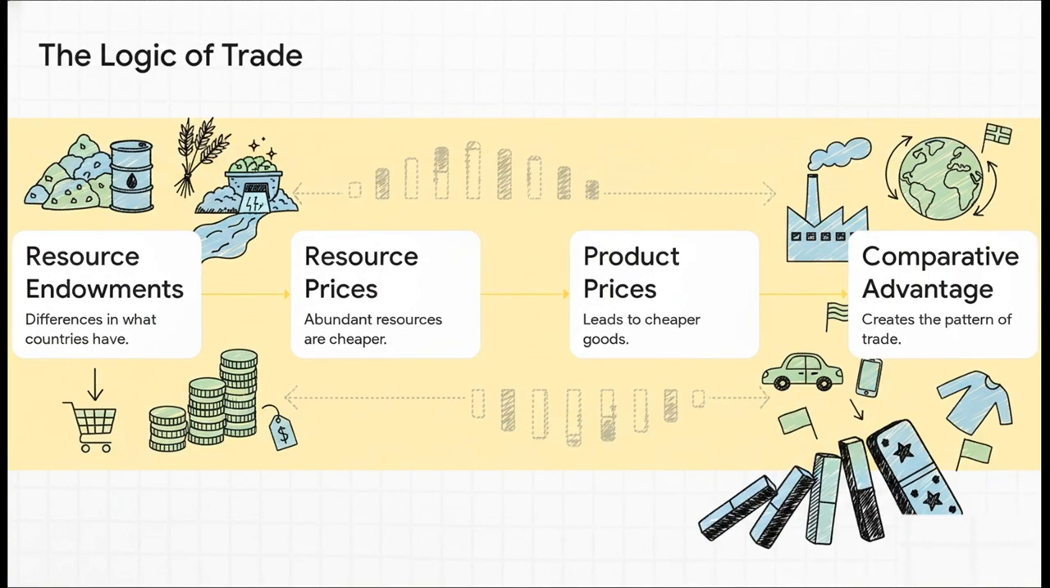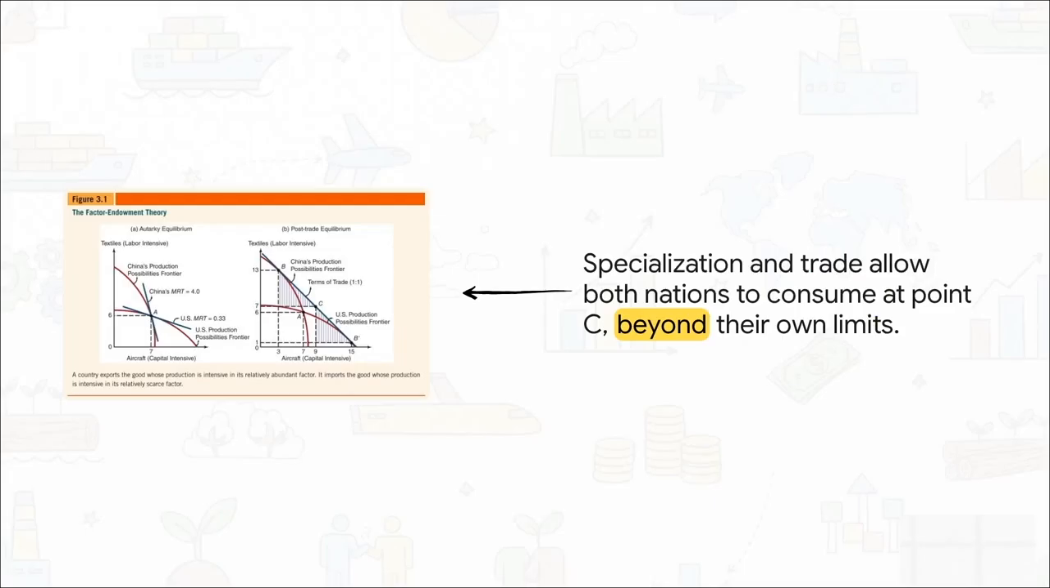And you can see how it's just this perfect chain reaction, like a set of dominoes. You have a lot of a resource, so that resource is cheap. Because it's cheap, the products that use it are cheap to make, and that is what creates your country's special advantage on the world stage. Simple as that.